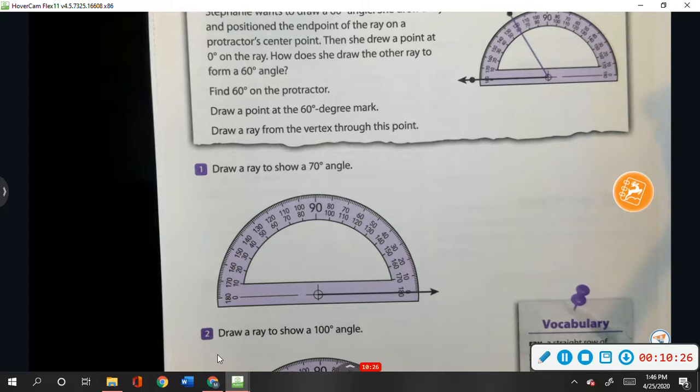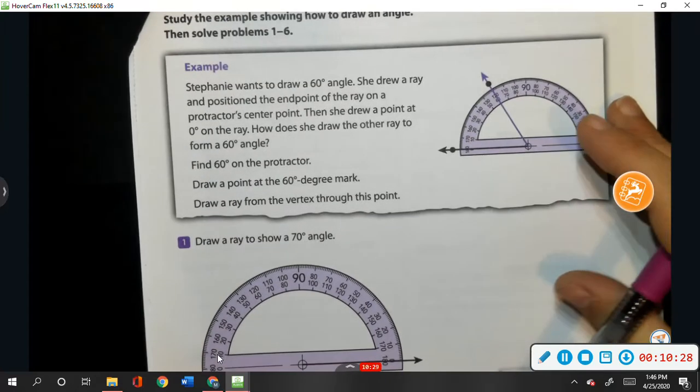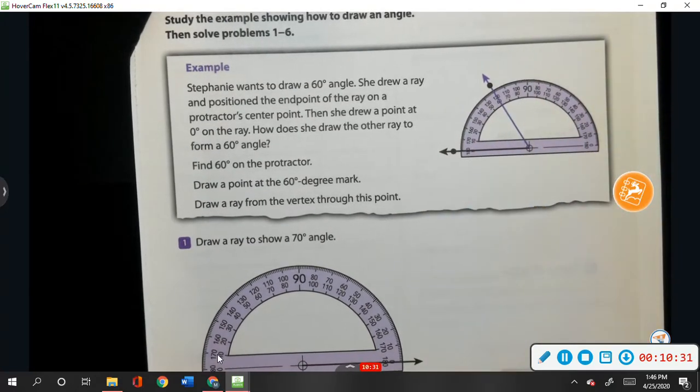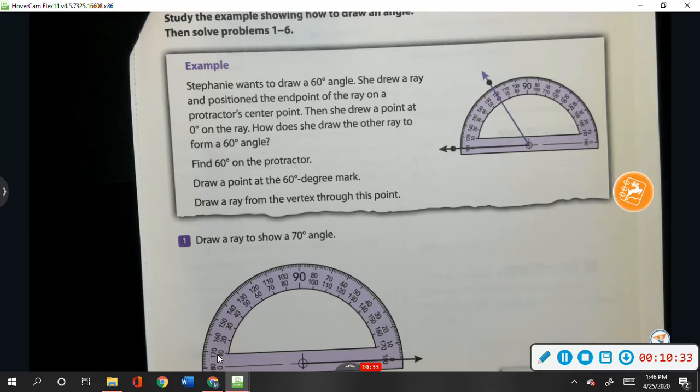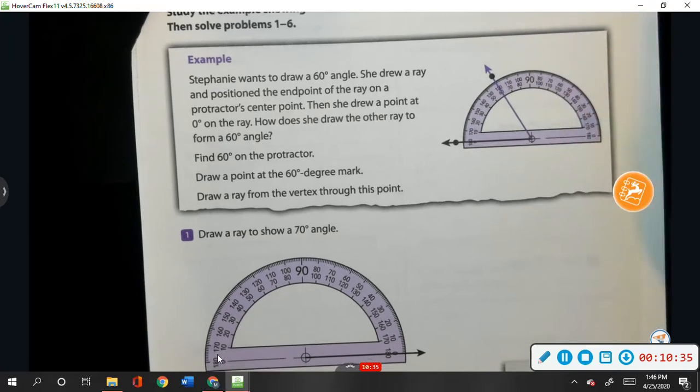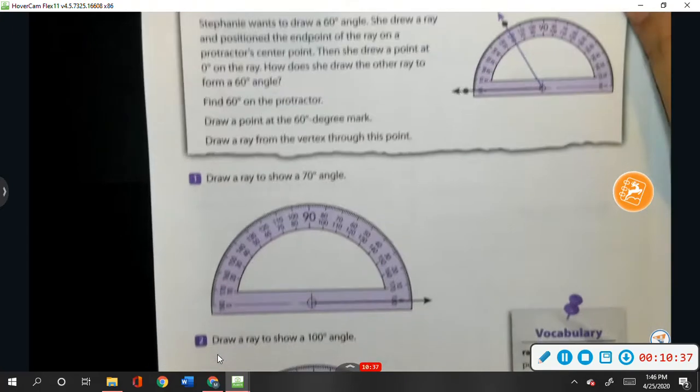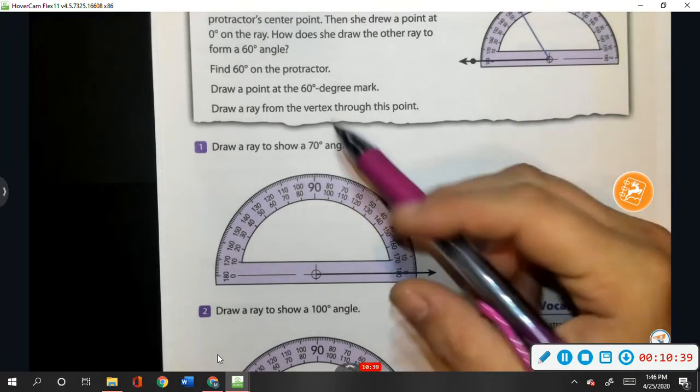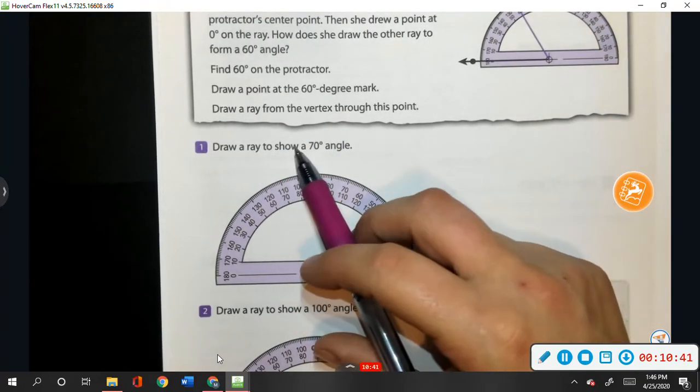Practice page 315. Still going through reading protractors and drawing angles with protractors. So you can read through that example. We're just going to skip it because we are going to go straight into number 1.